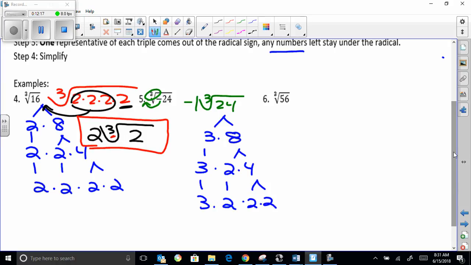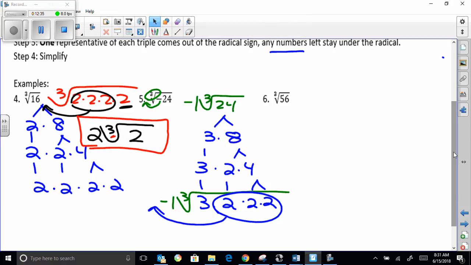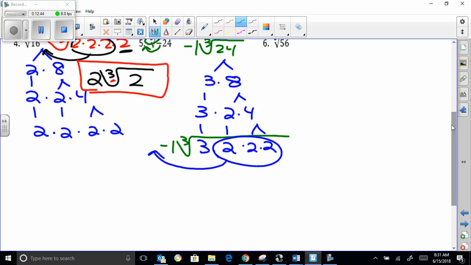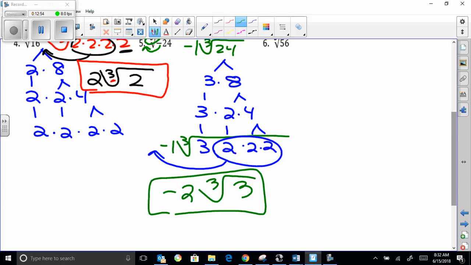So for my negative cube root of 24, okay, I have one set of 2's that will come off the bus, but don't forget there's already a negative 1 out there, so I'm going to multiply them together. Negative 1 times 2 would make this negative 2 times the cube root of 3. Again, do not forget to write your index number of 3. Without the index, you're telling me you took the square root, and that answer would be incorrect.